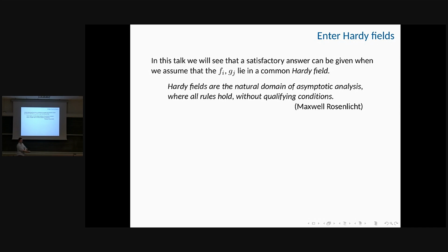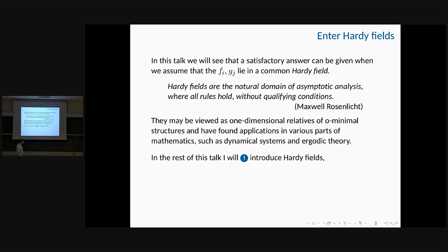In a nutshell, according to Rosenlicht, these are the natural domain of asymptotic analysis, where all the rules hold without any side conditions. Now, of course, this comes at a price, because it means that you have to restrict the kinds of functions that you allow very much. But they are still useful. This is still a rich enough class to contain interesting functions, interesting in mathematics. One can view them as a sort of baby version of what people know as o-minimality, which is a subject which has seen a lot of interest recently, because it is so useful for applications even in fields like number theory. But Hardy fields themselves have been used also in other subjects like ergodic theory.